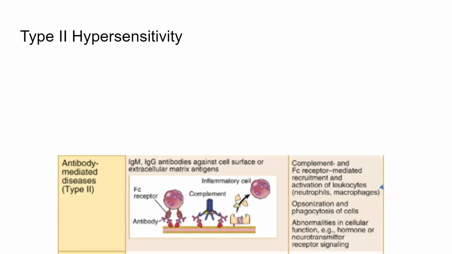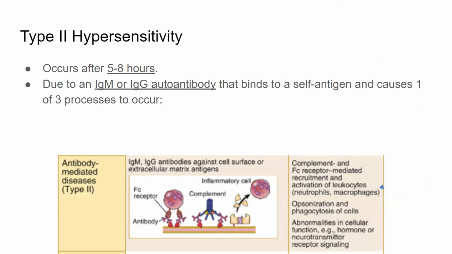Okay, type 2 hypersensitivity. This is in a time frame of about 5 to 8 hours. This is where I'm not clear, because usually it's an autoantibody, so I'm not sure how they know when you make the autoantibody. Anyway, that time frame seems to be important. What it does is bind to a self-antigen, usually IgM or IgG, and the antibody causes one of three things to occur.